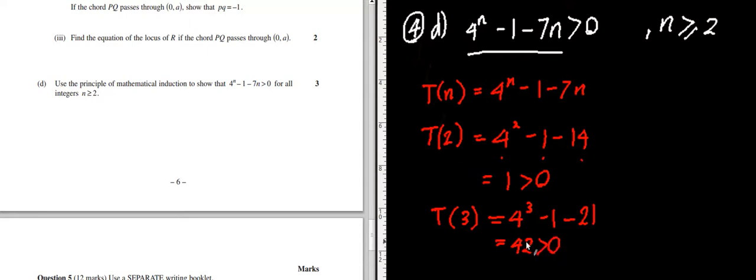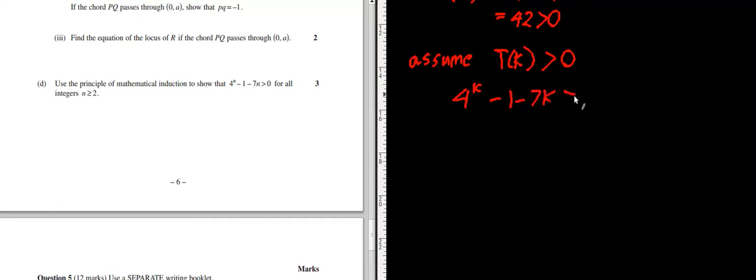Now, because we're doing induction, we need to have a T(k) term, and say assume. We really need to have this term. Assume T(k) is true, T(k) is greater than 0, which is just writing out what we had before. So this means that 4^k - 1 - 7k is greater than 0. I suppose I should write for k greater than or equal to 2.